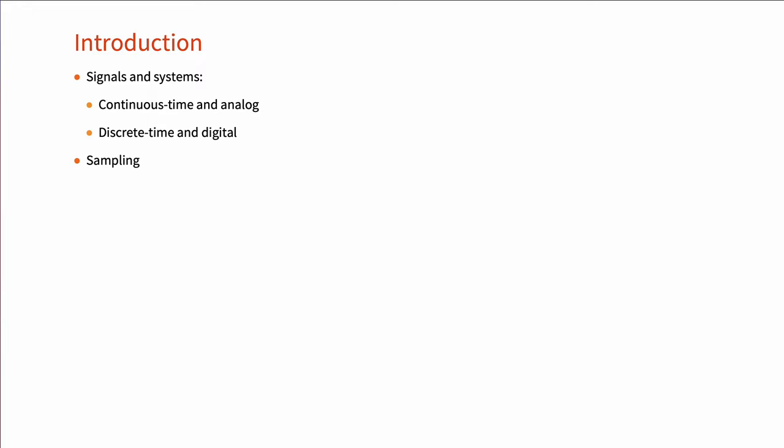This lesson will go over some basic concepts that will be used in this course. We will introduce signals and systems in two different categories of continuous time and analog and discrete time and digital. Other concepts that we will discuss in this lesson are sampling and signal processing.